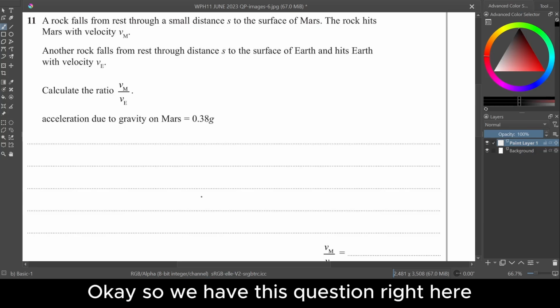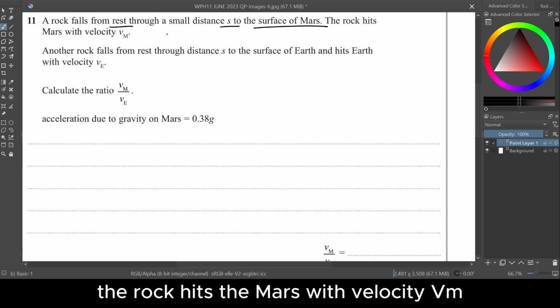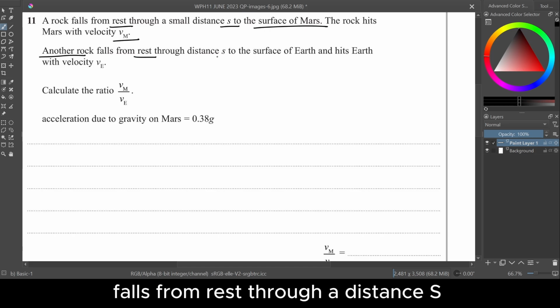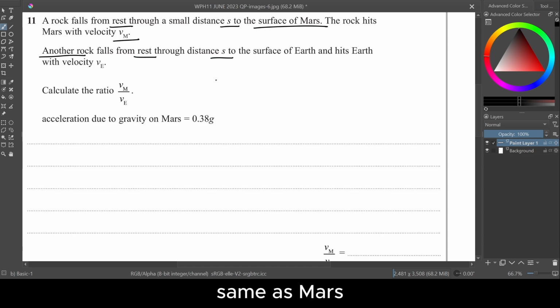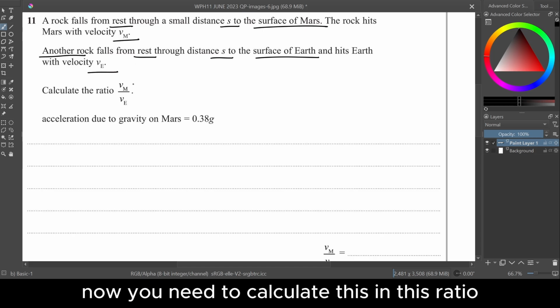Okay, so we have this question right here. It says a rock falls from rest through a small distance s to the surface of Mars. The rock hits Mars with velocity vm. And then you have another rock that falls from rest through the same distance s to the surface of Earth and hits Earth with velocity ve. Now you need to calculate this ratio.